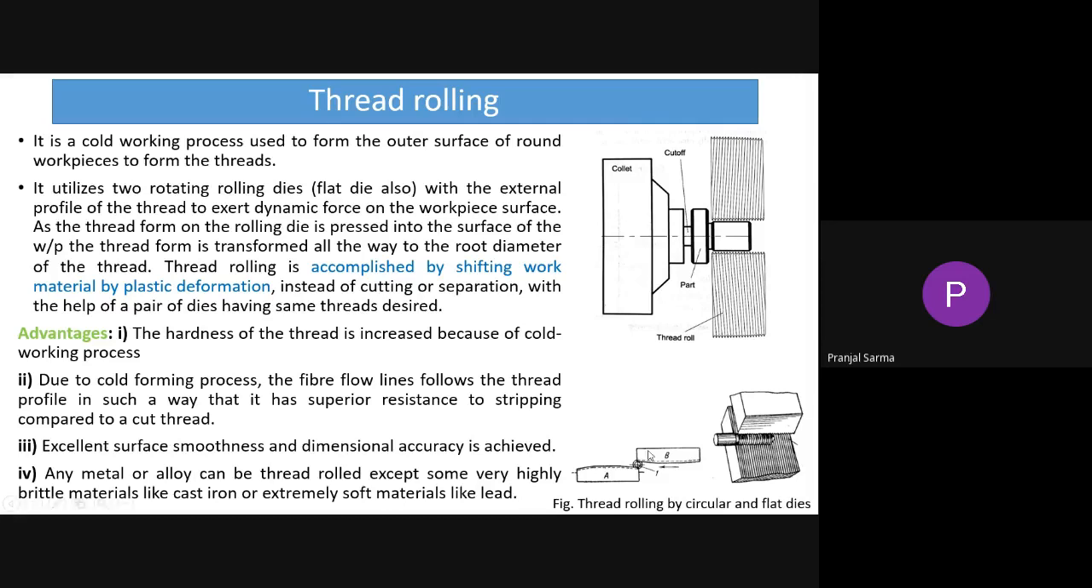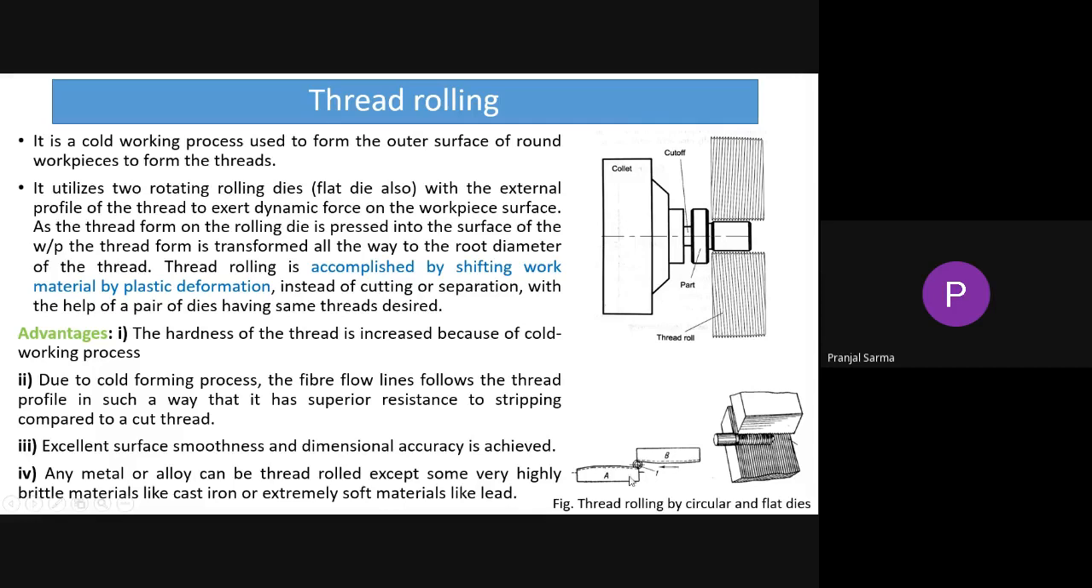After the process is over, the other parts which may not be required, suppose only on this particular part we require a thread profile, maybe it can be held here and we can do the work here. Depending on the final desired product, this part may have to be cut off. So it is just a holding method. Similar is the case with flat rolling.